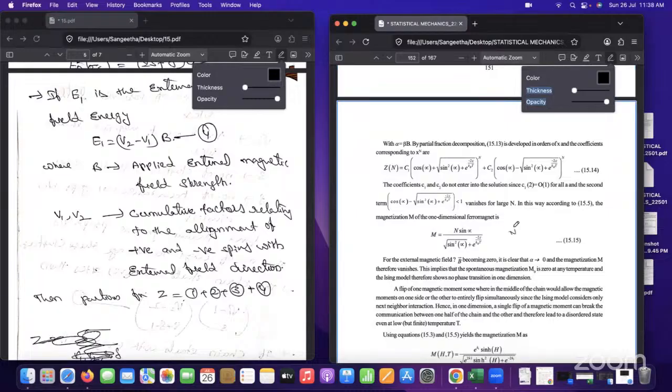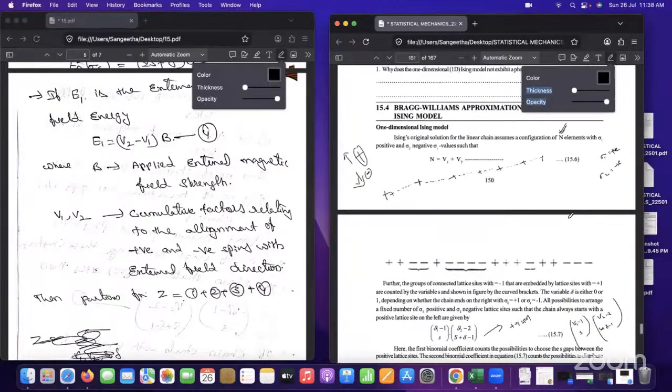Total magnetization of ferromagnet is n times of sin alpha by sin square alpha plus e power minus 2 epsilon by k beta t. So what is this one? This is the magnetization, ferromagnetization. So మనకి బ్రాగ్స్ విలియం అప్రాక్సిమేషన్ ఆఫ్ ఐసింగ్ మోడల్ అనేది మనకి ఎగ్జామ్ లో క్వశ్చన్ వచ్చింది అనుకోండి.